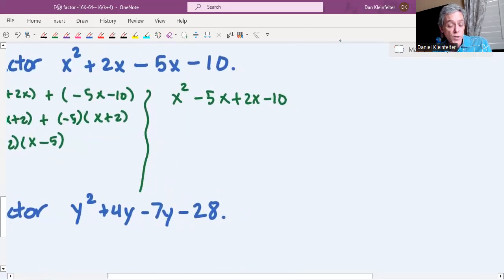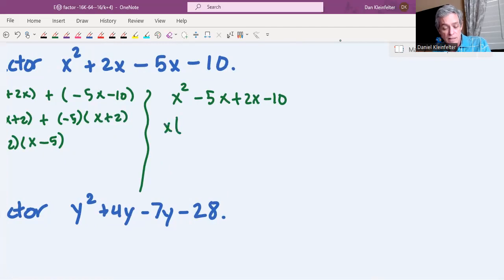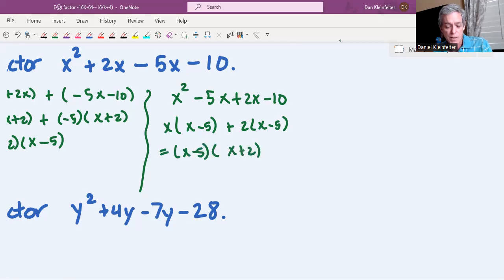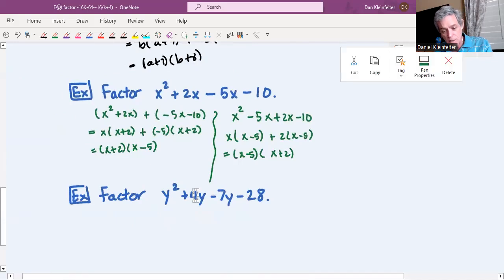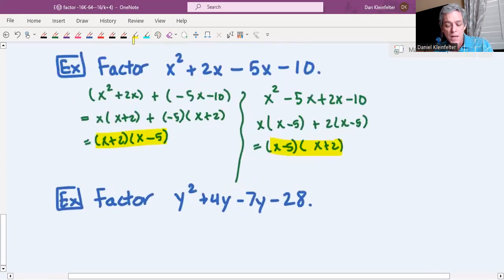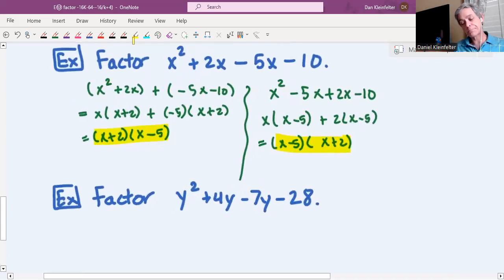So now the first two terms have x as a common factor, and that will leave x minus 5 when I factor it out. The second two terms have 2 as a common factor, and again, that will leave x minus 5. Doing it this way, x minus 5 is the common factor, and we're left with x minus 5 times x plus 2, which is the same as what we had before. It's just the factors are written in the other order. So I just thought that was kind of neat.